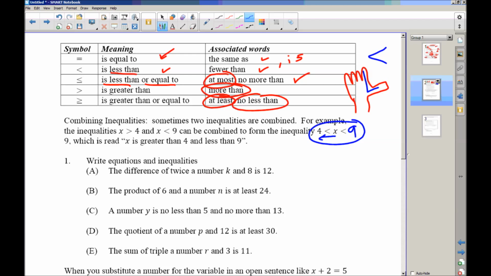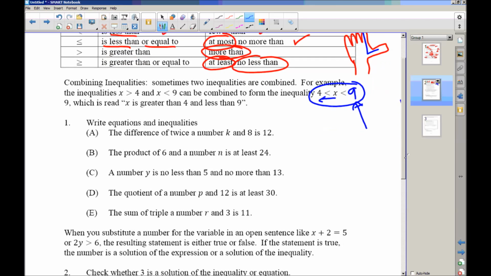Okay? So in both cases, here the alligator's eating the x, and on this way the alligator's eating the 9. So x are the things that come between 4 and 9. Okay. Compound inequalities written like this are helpful sometimes to really see what's going on. Okay. All right, write equations and inequalities. So let's give these a try.